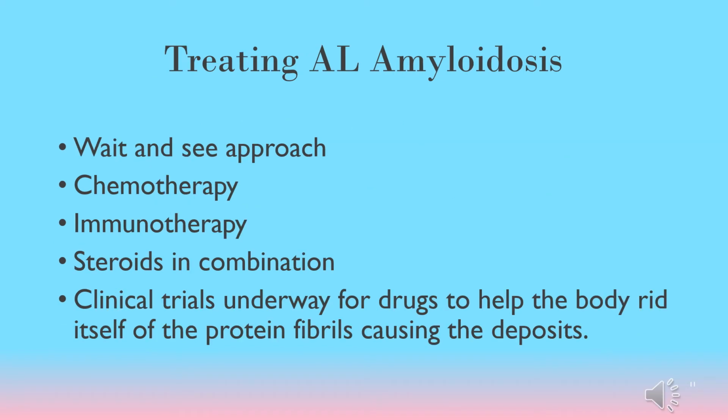Now, we already talked about the fact that depending on what's going on symptom-wise, whenever they discover that you have this, they can have a wait and see approach and wait till you start having symptoms. They can decide to start chemotherapy. They can decide to start immunotherapy. Usually, they always do steroids in combination with either one or the other or both.